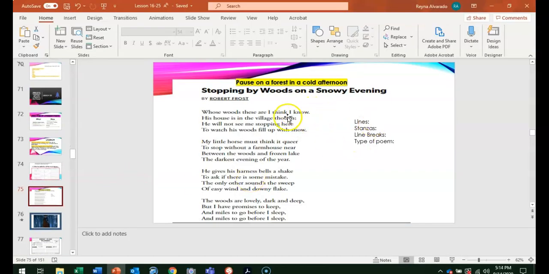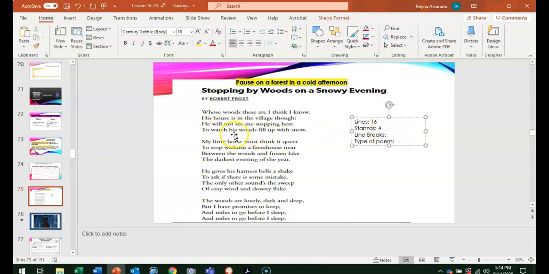So there's 1, 2, 3, 4, 5, 6, 7, 8, and number the rest: 9, 10, 11, 12, 13, 14, 15, and 16. So good job if you said 16. How many stanzas are there? Remember, stanzas look like paragraphs. So there's 1, 2, 3, and 4. Good job if you said 4.